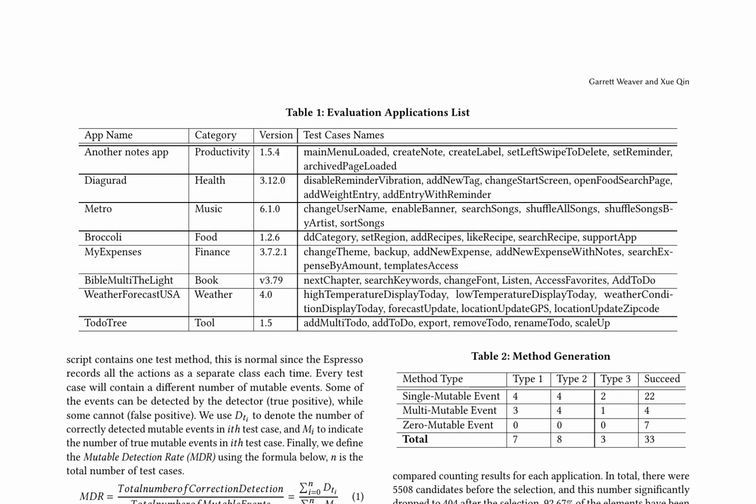A confusion matrix is employed to calculate the F1 score and prevent the detector from labeling every event as mutable. This approach ensures a balanced evaluation of the detector's accuracy and recall.